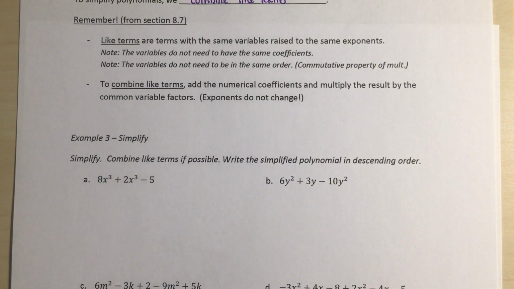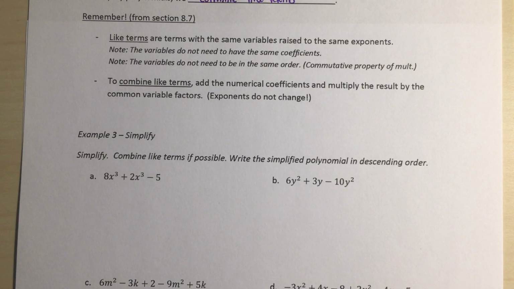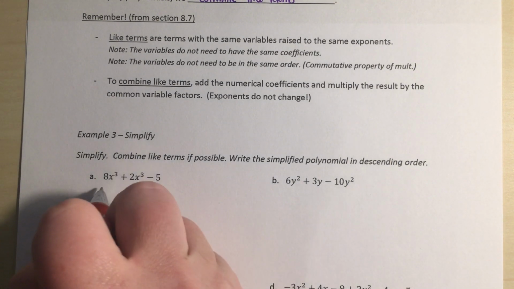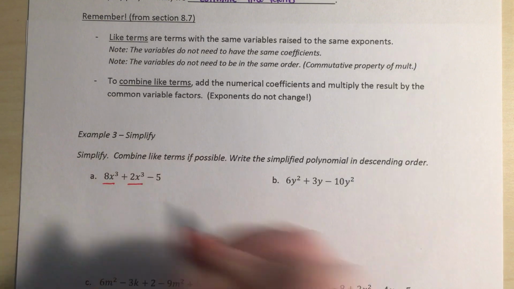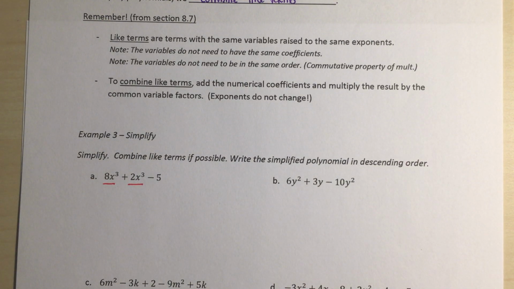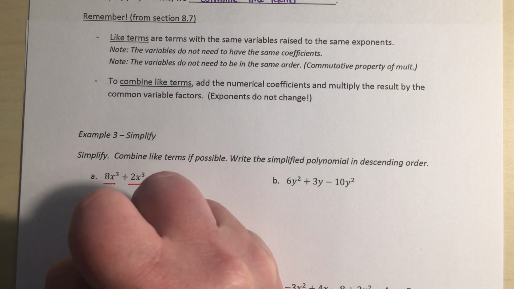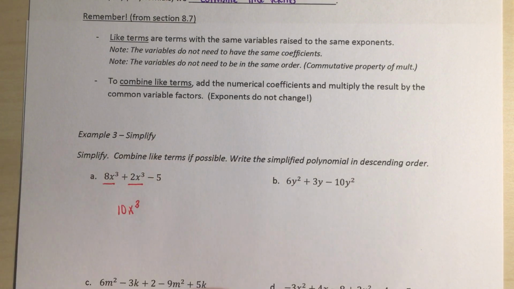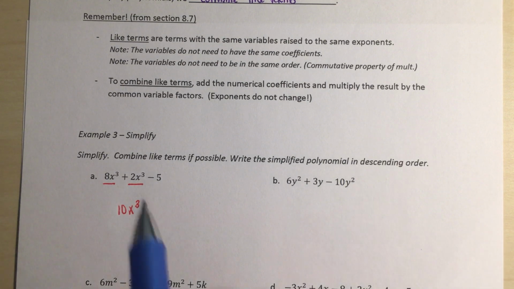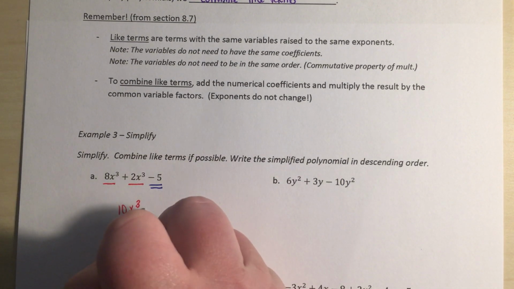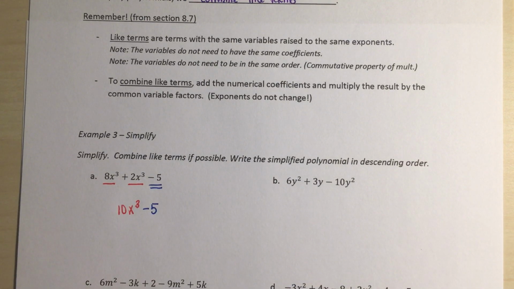Okay. So let's go through some examples. We're told to simplify, combine like terms if possible, and write the simplified polynomial in descending order. What that means is we generally look for the terms that have the largest exponents first. In this case, my variable terms with the largest exponents are these two x cubed terms. 8x cubed plus 2x cubed is going to give us 10x cubed. And then we have a numerical term of -5. So our final answer here is 10x cubed minus 5.